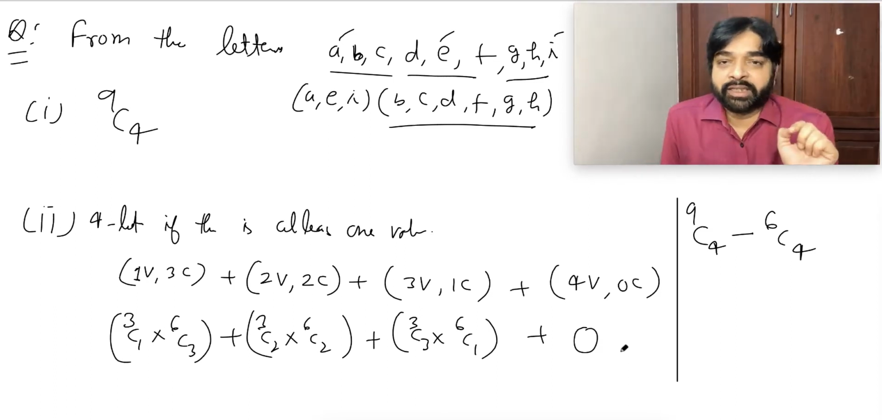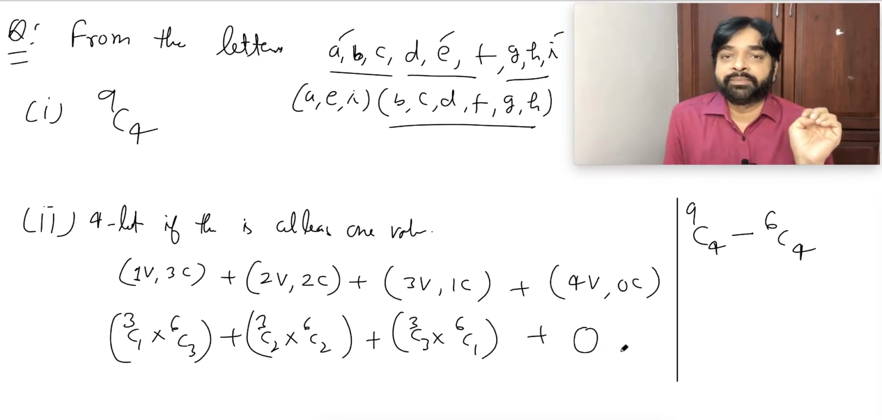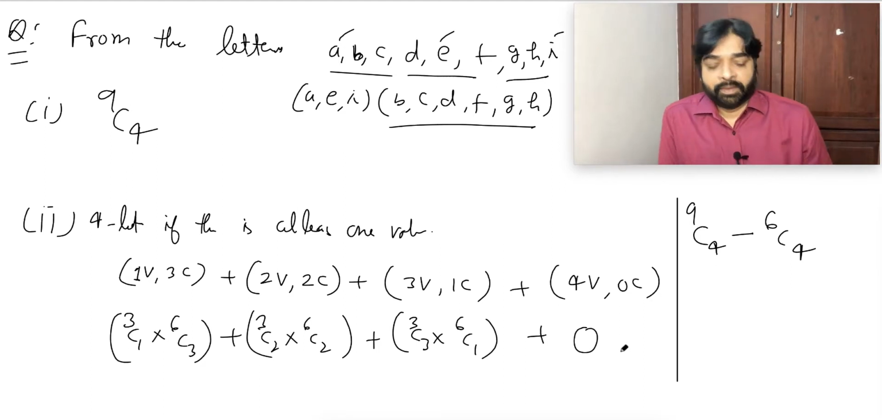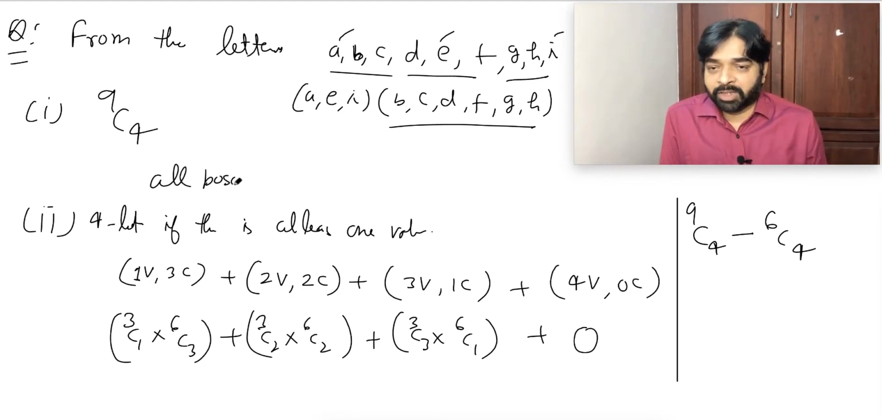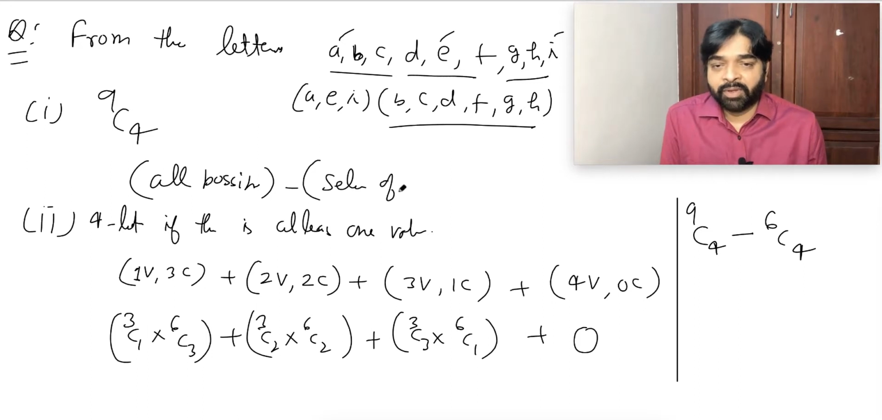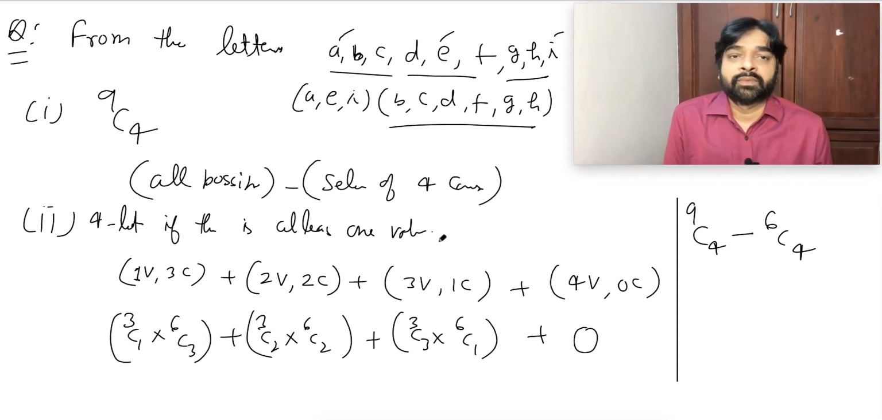Anybody who did not understand the second method? All possibilities, minus selection of 4 consonants. Did not understand, everybody?